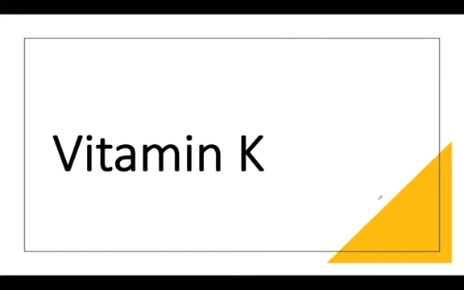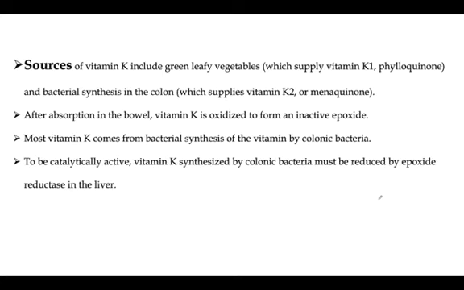We come down to vitamin K, which is the last vitamin of the fat soluble group. The most important source of vitamin K is green leafy vegetables, which contain vitamin K1, a molecular form known as phylloquinone, and the second molecular form, known as vitamin K2 or menaquinone, is synthesized in the colon by our intestinal flora.